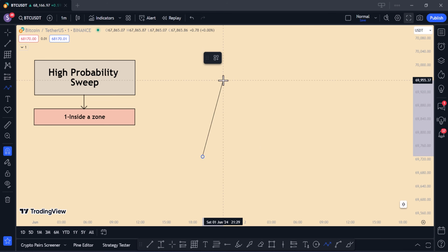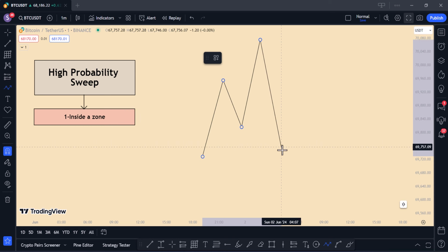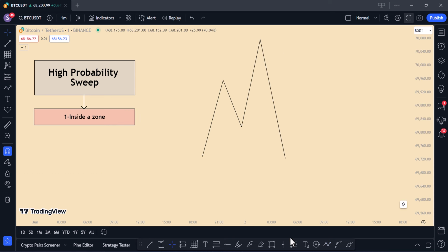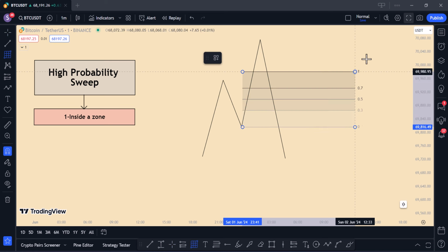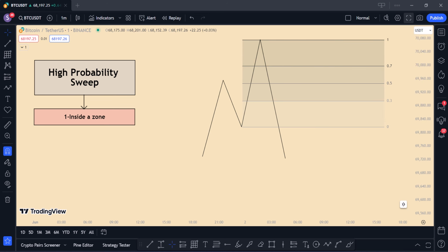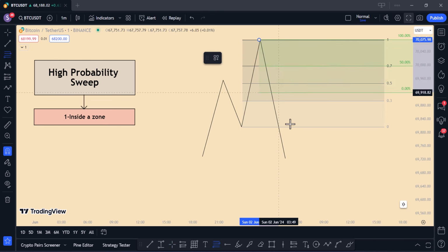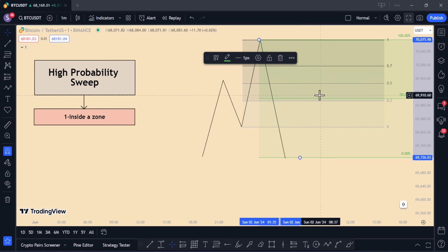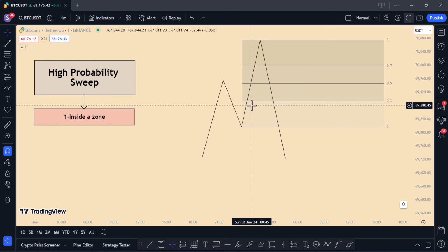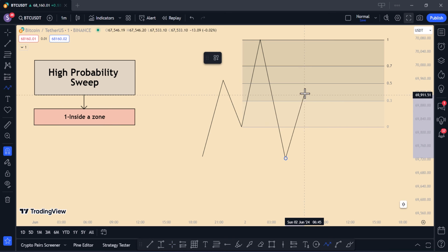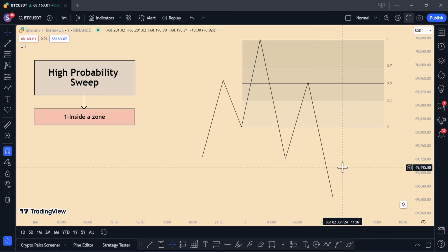For example, let's say that price is trading higher like this, and then we have a market structure shift here. So basically, from this low to this high, this is a zone for me. For you, it can be from this high to this low, and you can run your fibs from this high to this low, and this will become your zone. Or you can also consider this an order block. So price now retraces back inside the zone, and when you see the sweep happen here inside the zone, you can assume that this is a high probability sweep and price will reverse to the downside.